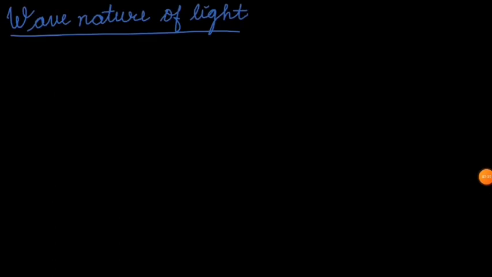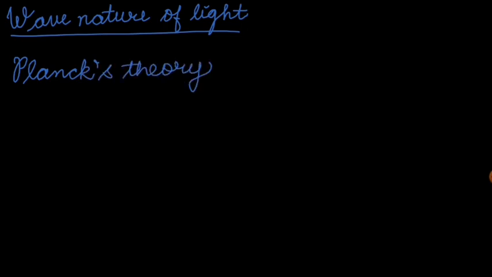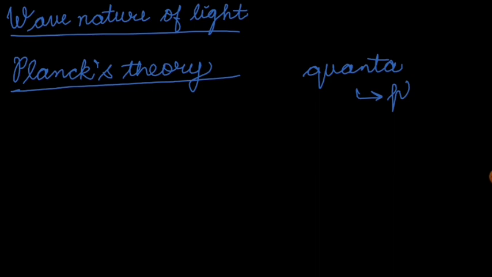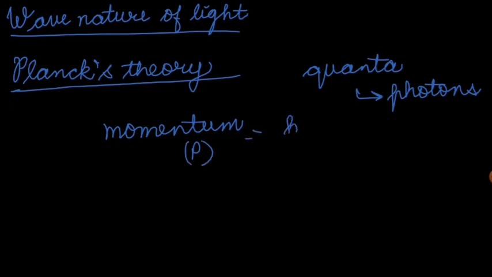There was the wave nature of light, which proved everything that we studied till now wrong, and after that came Planck's quantum theory. Now he said that instead of treating radiation as a wave, we can assume it as a form of quanta, and these quanta are actually what we call photons. Now these photons which comprise the radiation have some momentum, and the momentum of these photons, which we can represent as p, will be h nu by c.